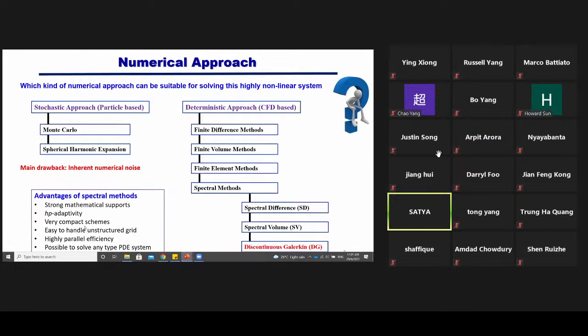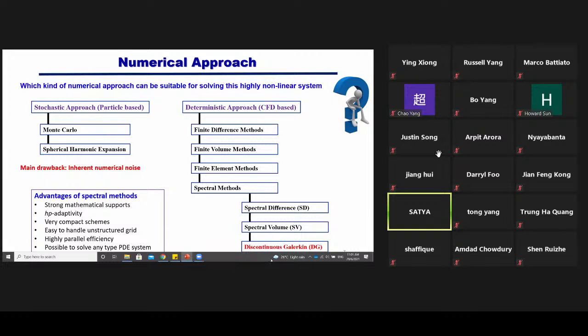Which type of numerical solver is applicable for this type of problem? We have two approaches: a stochastic approach and deterministic approaches. In the stochastic approach, we have two types of methods: one is Monte Carlo, and the second is spherical harmonic expansion. The main drawback of these methods is that they create numerical noise. On the other hand, we have CFD-based methods like finite difference, finite volume, finite element, and the spectral method.